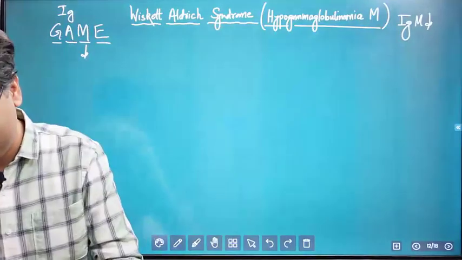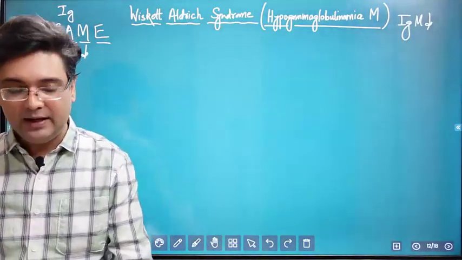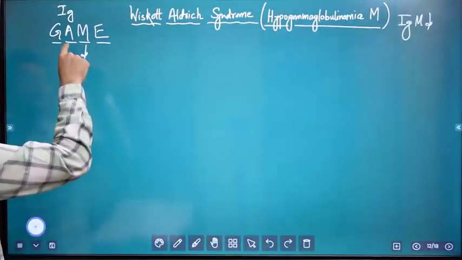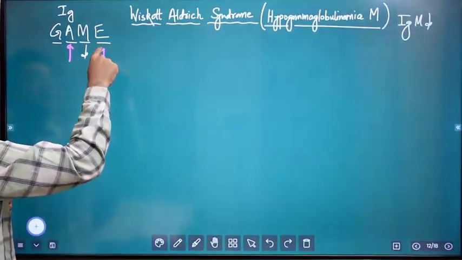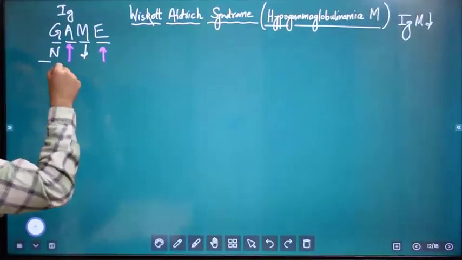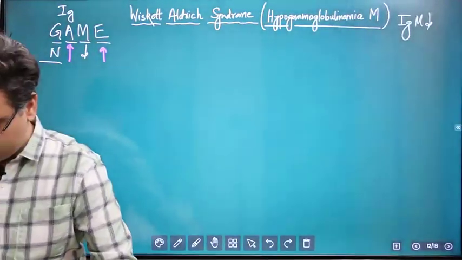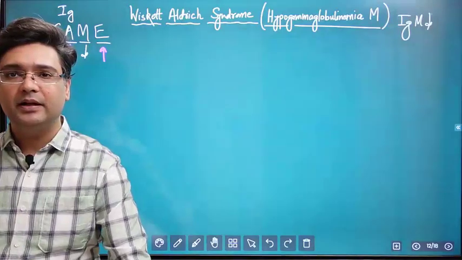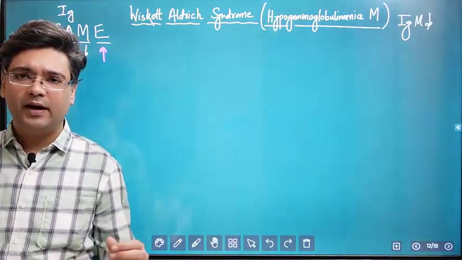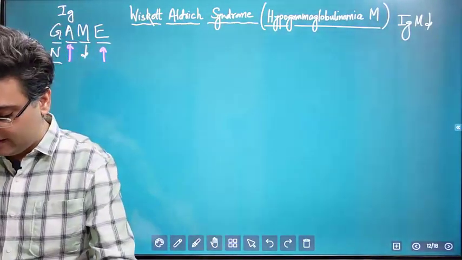Hypogammaglobulinemia M. IgM is going down, but then the neighbors are going up. The IgA will be elevated, the IgE will be elevated, and IgG is generally normal here. So this disease basically commonly signifies a lesser quantity production of IgM.